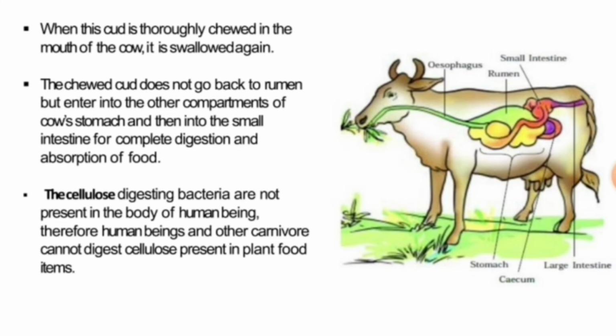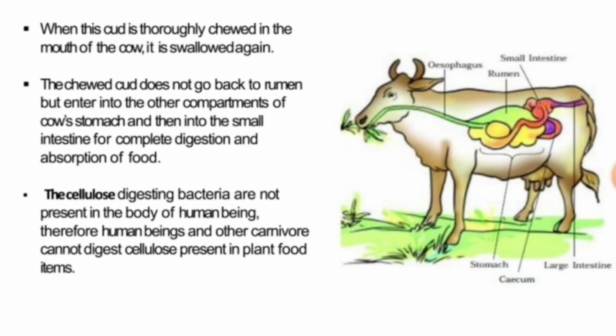The cellulose-digesting bacteria are not present in the body of human beings. Therefore, human beings and other carnivores cannot digest cellulose present in the plant food items. Yes, but you may ask, we eat leaves and all, we can eat that. It acts as a roughage, but it does not get digested, that's all. The minerals all come, but humans cannot completely digest it because we don't have the cellulose-digesting bacteria.